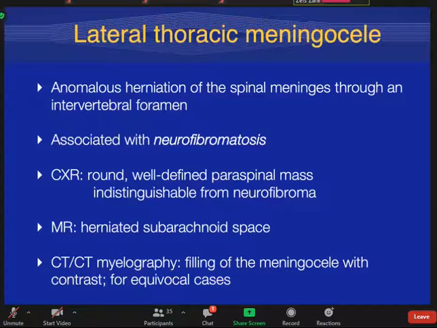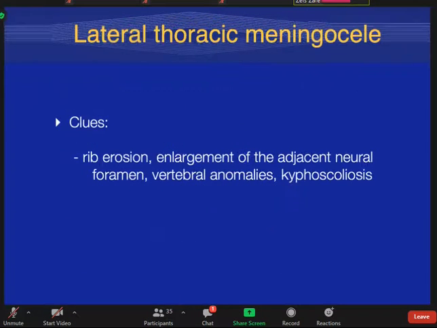MR demonstration of a herniated subarachnoid space is the diagnostic technique of choice, while conventional or CT myelography demonstrates filling of the meningocele with contrast. This is reserved for equivocal cases. Additional clues to the diagnosis include rib erosion, enlargement of the adjacent neural foramen, vertebral anomalies, and kyphoscoliosis.